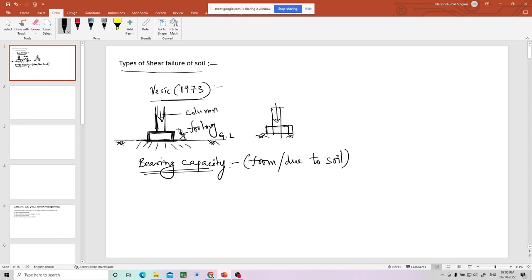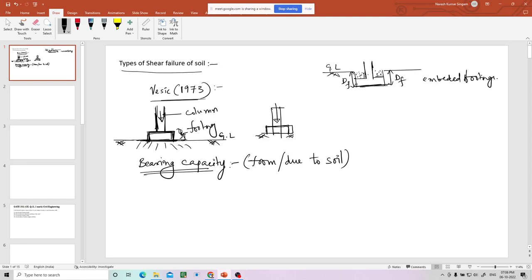Other footings are called embedded footings. Suppose this is the ground level. People excavate some soil, then construct the footing, and the column starts from that. This is called the depth of the foundation, from the ground surface up to the bottom of the footing. The soil is then filled in again after construction. These are called embedded footings.